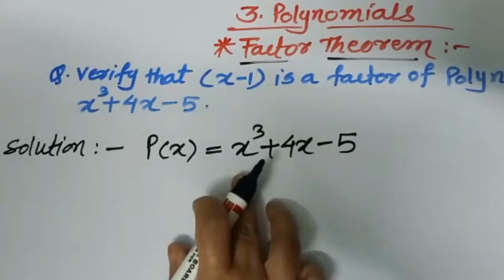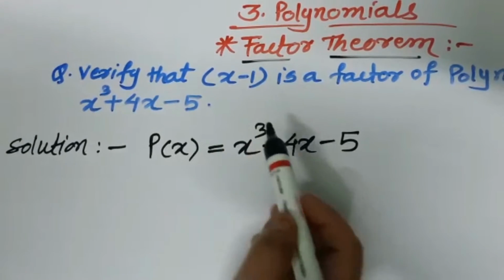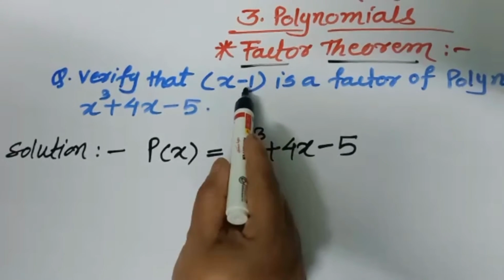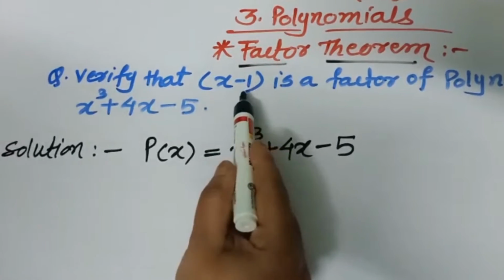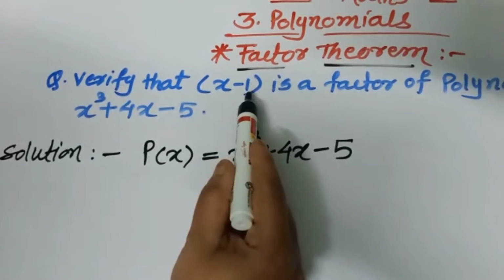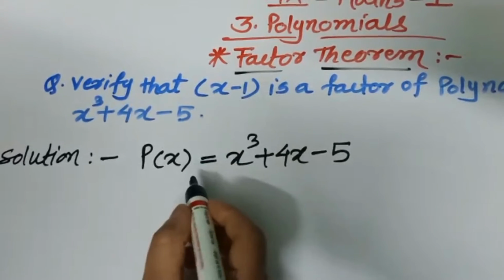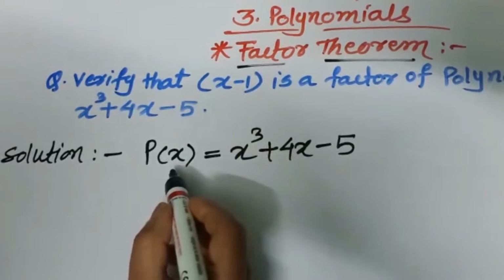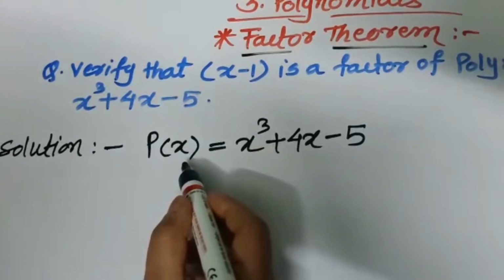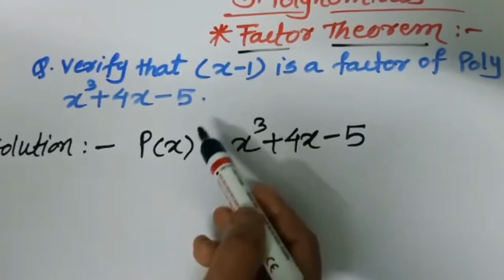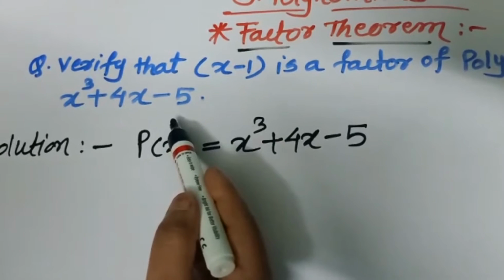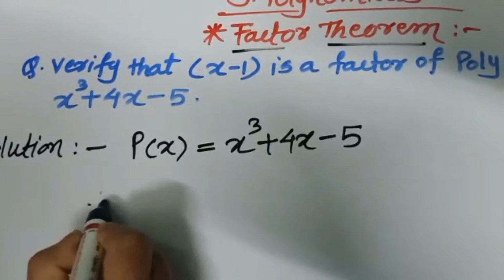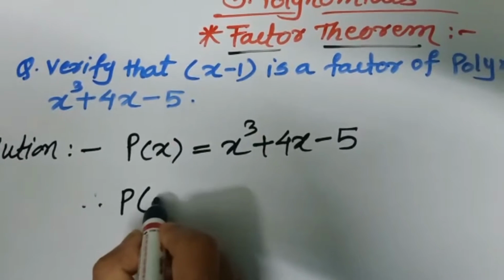If we are dividing this polynomial by x minus a, so the divisor is x minus a, its opposite number we will take as plus 1. X minus 1 is the divisor, so we take plus 1 as the value for the variable x, and after putting this value in place of x, if we get remainder 0, then we can say x minus 1 is a factor of that polynomial. Here we are dividing this polynomial by x minus 1. So, p of plus 1.